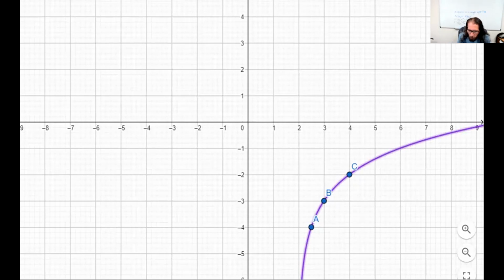Now it would appear that we have a domain that is starting at, well, not equal to, but greater than 2, a range that is all real numbers, because it's going to keep on going up and up and up, even if slowly, and a vertical asymptote at x equals 2. We'll get to see precisely why that is when we apply option 2.